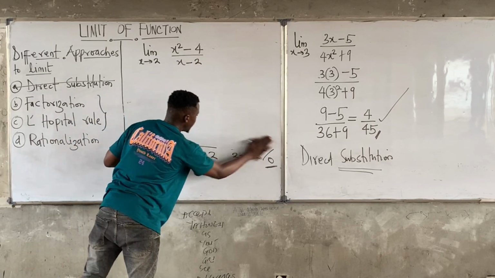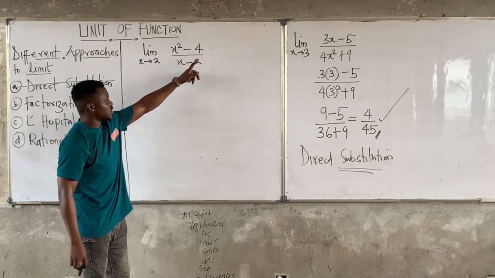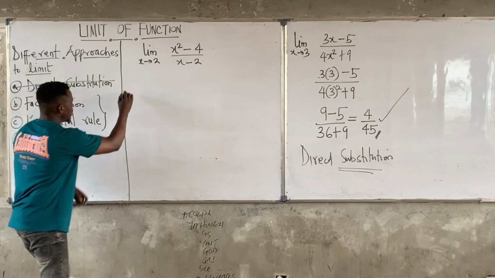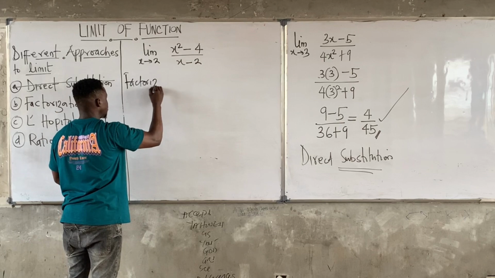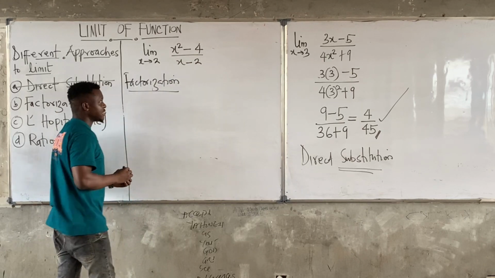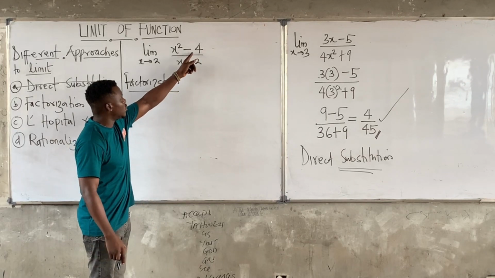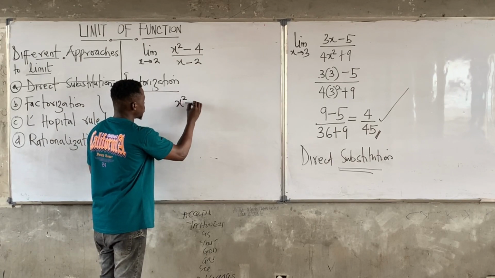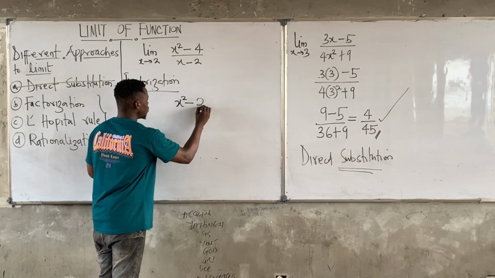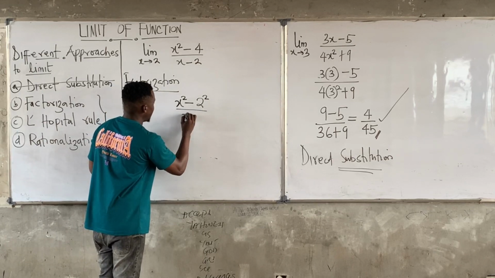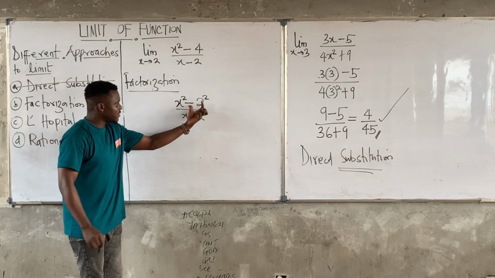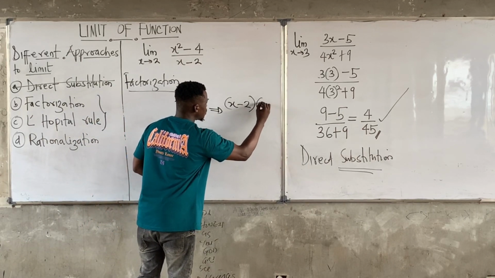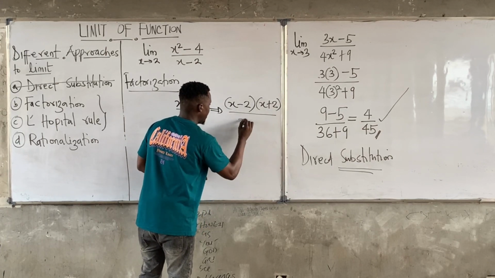Class, remember that direct substitution did not work out here. So that leaves us with factorization and L'Hopital. Let's use the factorization method first, after which we're going to use L'Hopital. If you look at this numerator, it looks like a difference of two squares, right? This is x squared, and 4 is the same thing as 2 squared. So this is x squared minus 2 squared. Now this is a difference of two squares, and a difference of two squares can be written as (x minus 2)(x plus 2) divided by x minus 2.